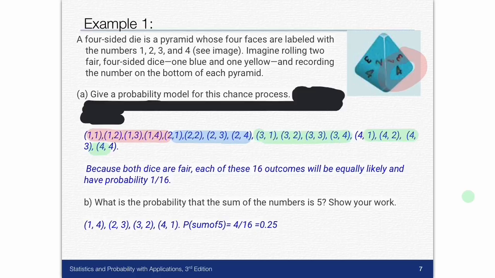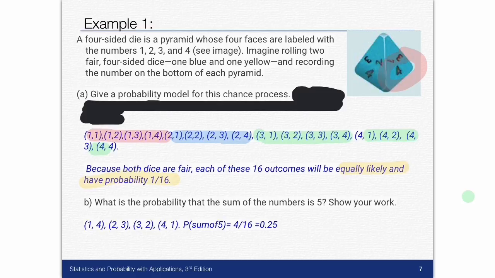All right, each of them is equally likely to happen. So we would say because both dice are fair, each of these 16 outcomes will be equally likely and will have a probability of 1 out of 16. Okay? So part B says, what's the probability that the sum of the numbers is 5?